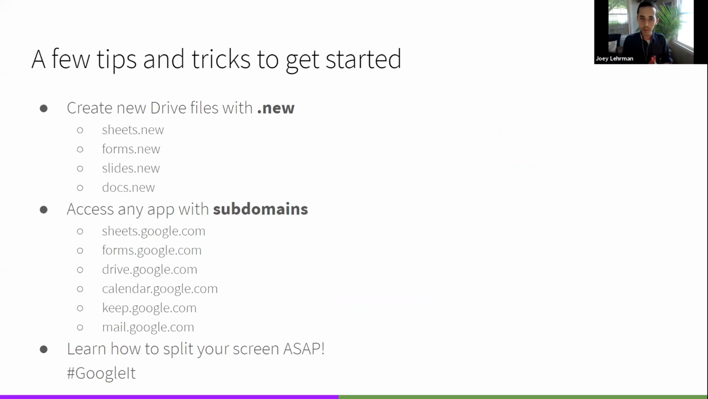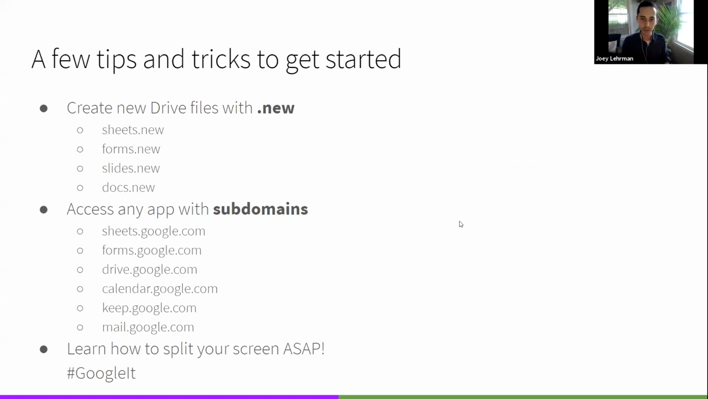Okay, last slide before we jump into the first use case. These are those tips and tricks I was talking about. So remember, you can create any new Google Drive file by going to sheets.new, forms.new, slides.new, and docs.new. Same thing is true of their subdomains. So sheets.google.com, forms.google.com, keep.google.com. Those are ways to quickly get to the app itself.